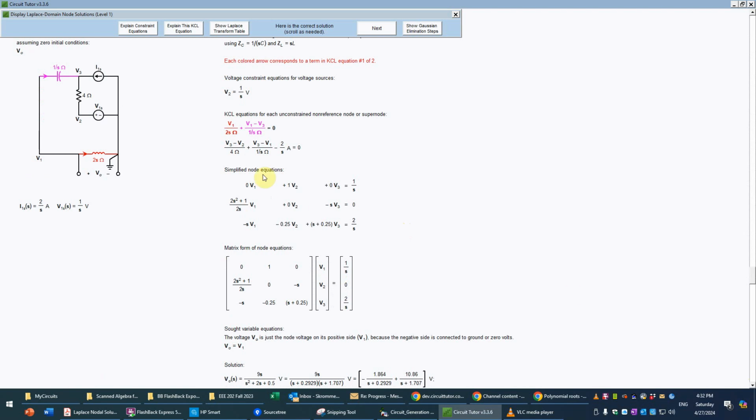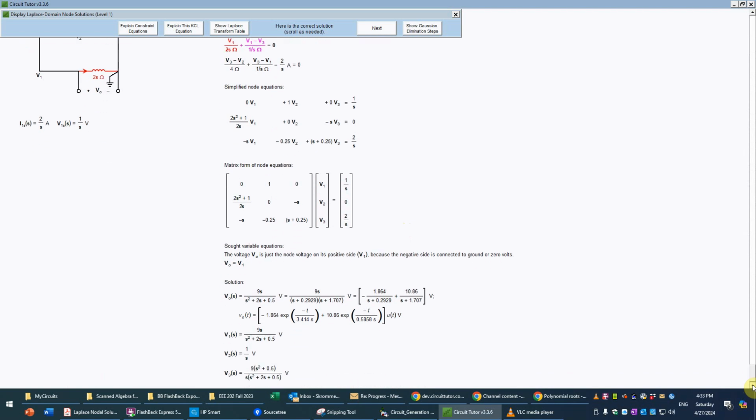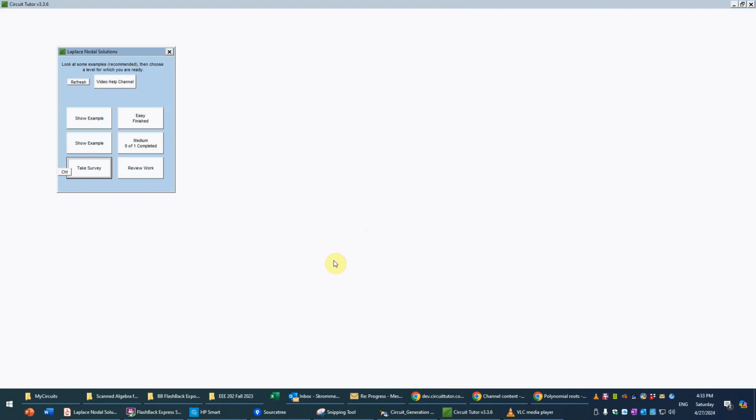It will choose your choice of reference node, but otherwise it may do things slightly differently than you did it. But it's a valid way. And it shows all the steps, including the partial fractions expansion, the inverse transform, and everything. And again, you do have that option if you like to see the Gaussian elimination steps, which I won't bother to show here. Okay, so I'm just going to close that out, and that completes the level 1.